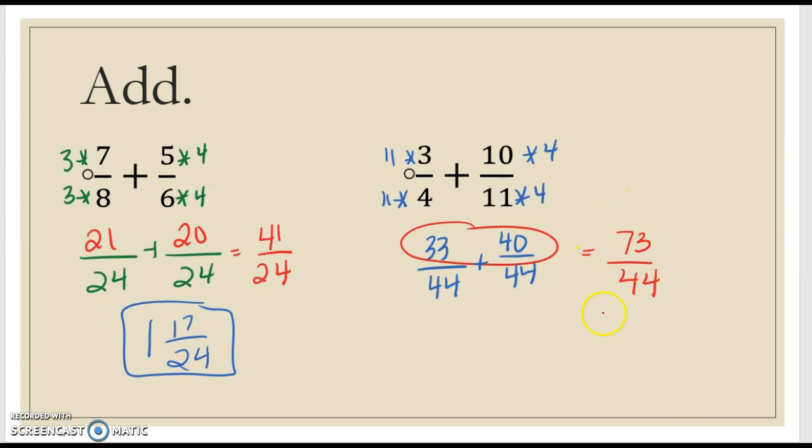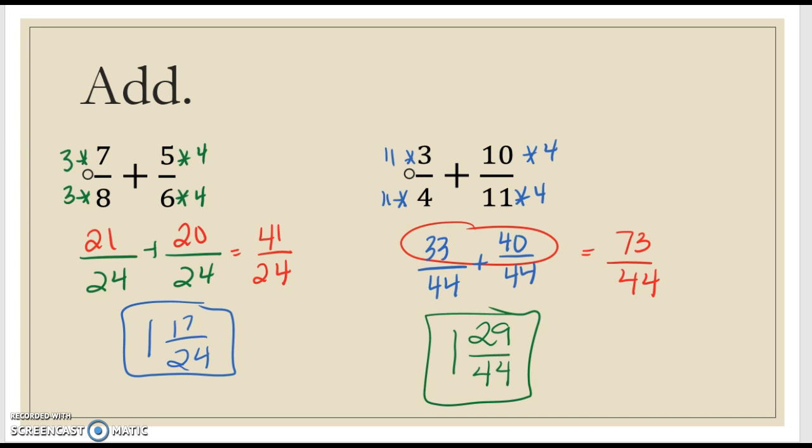Okay, so when we have our improper fraction, we need to change that into a mixed number. And 44 goes into 73 one time. We've got 29 left over, so it should be 1 and 29/44. So before, I got a common denominator of 44, changed our numerators as well, added the numerators, and then changed this into an improper fraction.